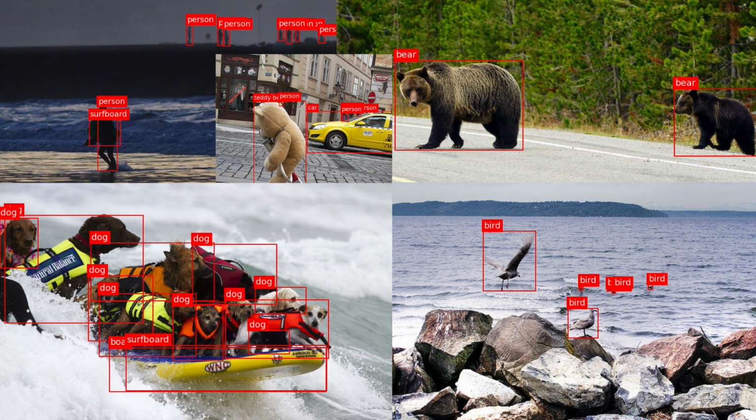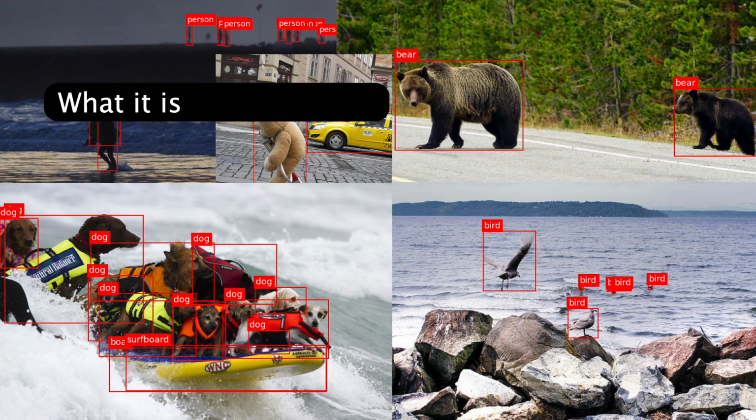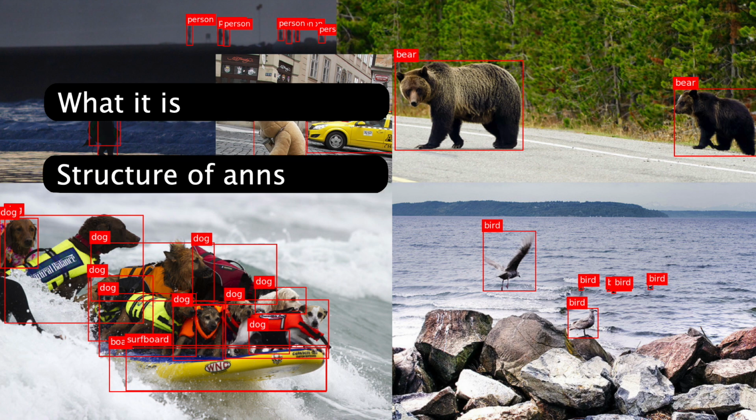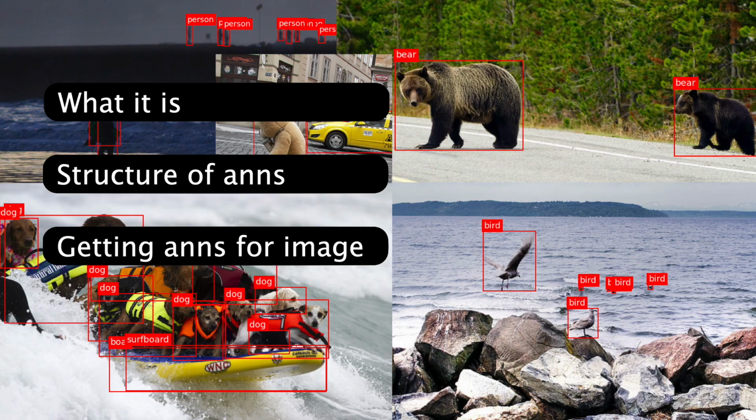Today we'll talk about the COCO dataset. We're going to look at what the dataset is first, then we'll look at the structure of annotations before going through an example of how to visualize all bounding box annotations for a given image.